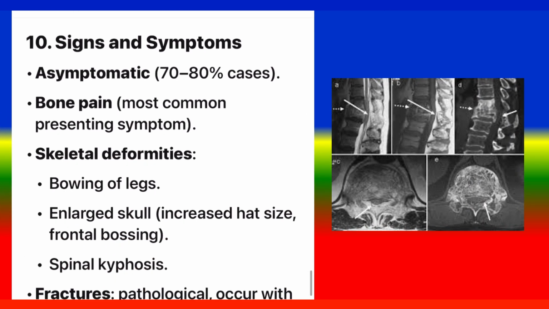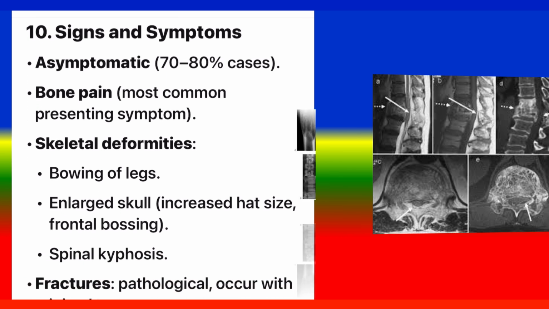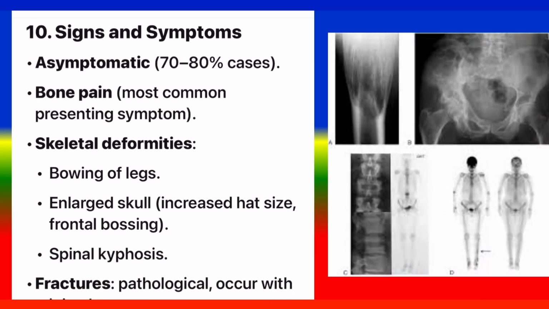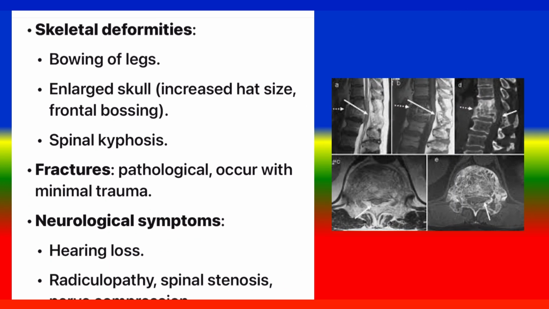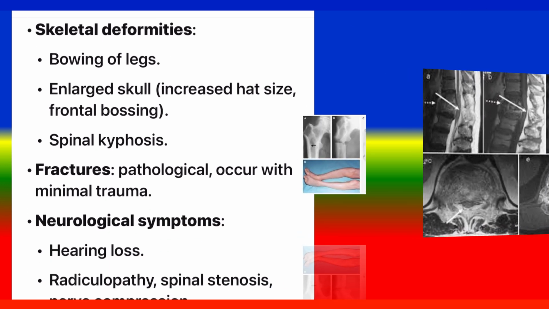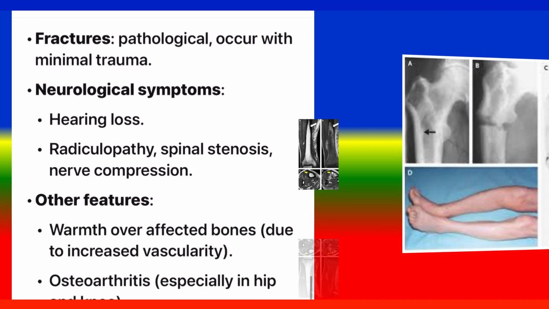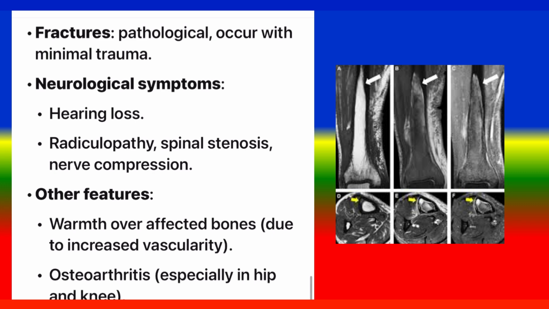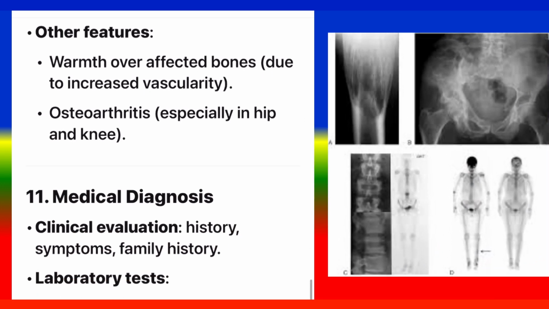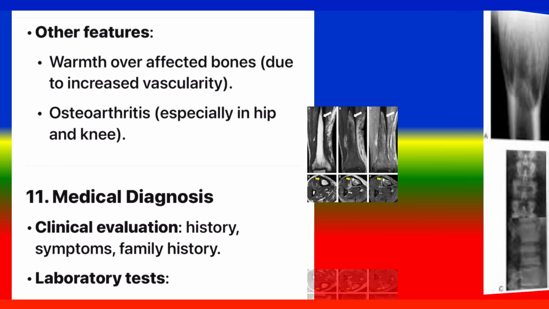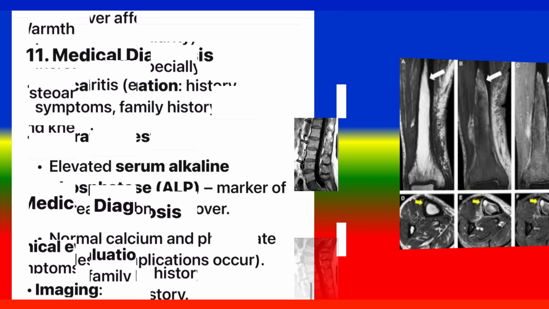10. Signs and symptoms: asymptomatic, 70 to 80% of cases. Bone pain, most common presenting symptom. Skeletal deformities, bowing of legs. Enlarged skull, increased hat size, frontal bossing. Spinal kyphosis. Fractures, pathological, occur with minimal trauma. Neurological symptoms: hearing loss, radiculopathy, spinal stenosis, nerve compression. Other features: warmth over affected bones due to increased vascularity, osteoarthritis, especially in hip and knee.